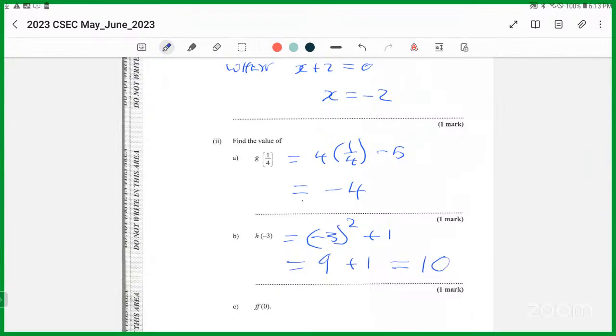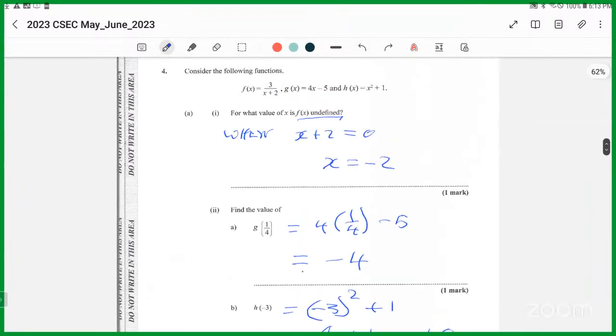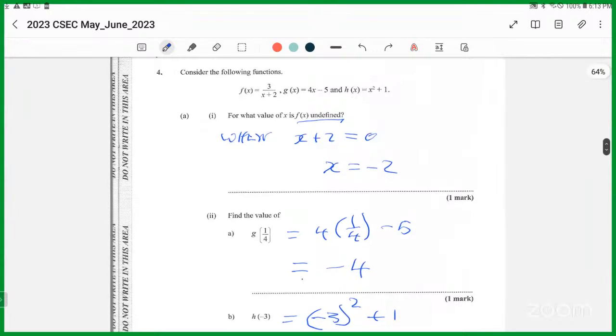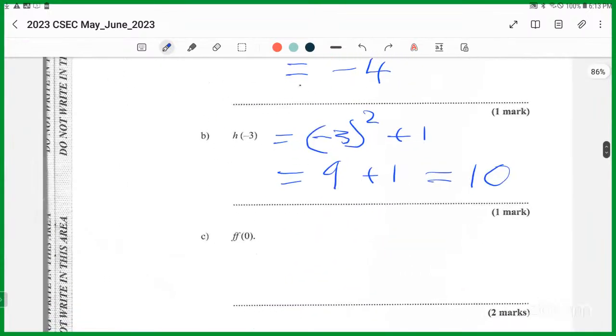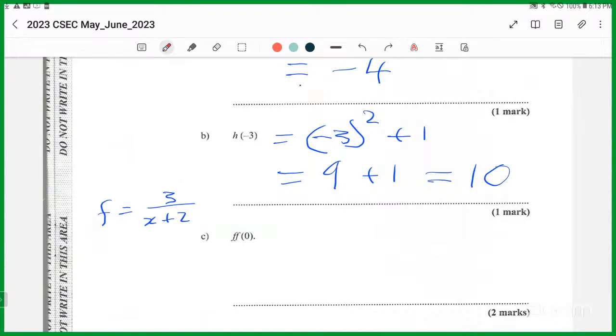All right. Then this next one, f of f. Remember what f is again. f is 3 over x plus 2. It's on the screen. Now remember, this f of f could have been f squared. They could have asked for f squared of 0.